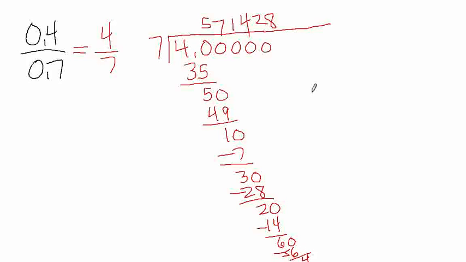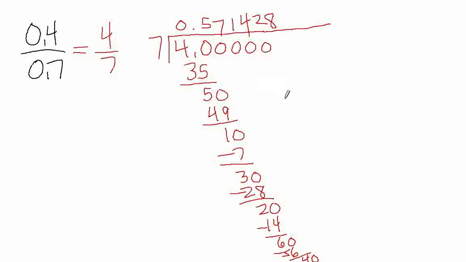Okay, and we finally got to a 4, and then I could drop down a 0. And we finally got to the same situation I started in, right? So that means I'm going to keep getting 571428 over and over again. Okay? Then, of course, I add my decimal in my answer.